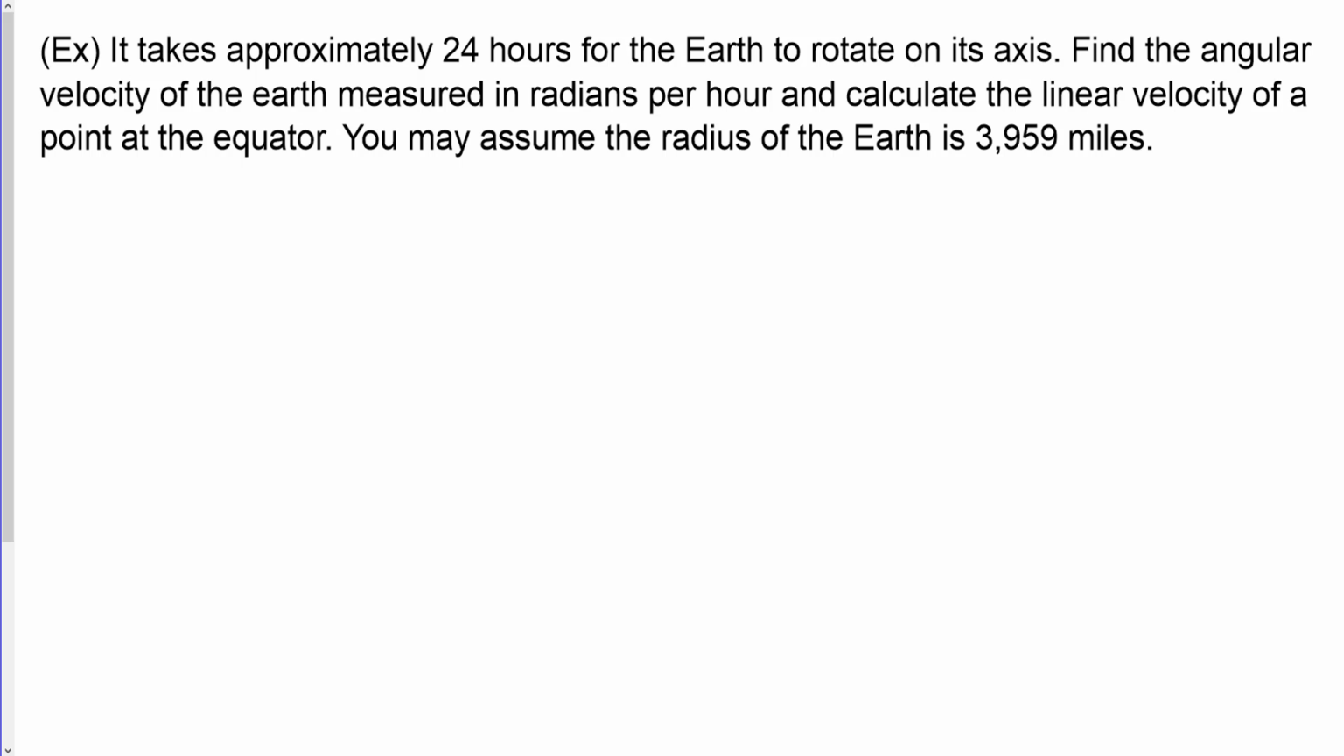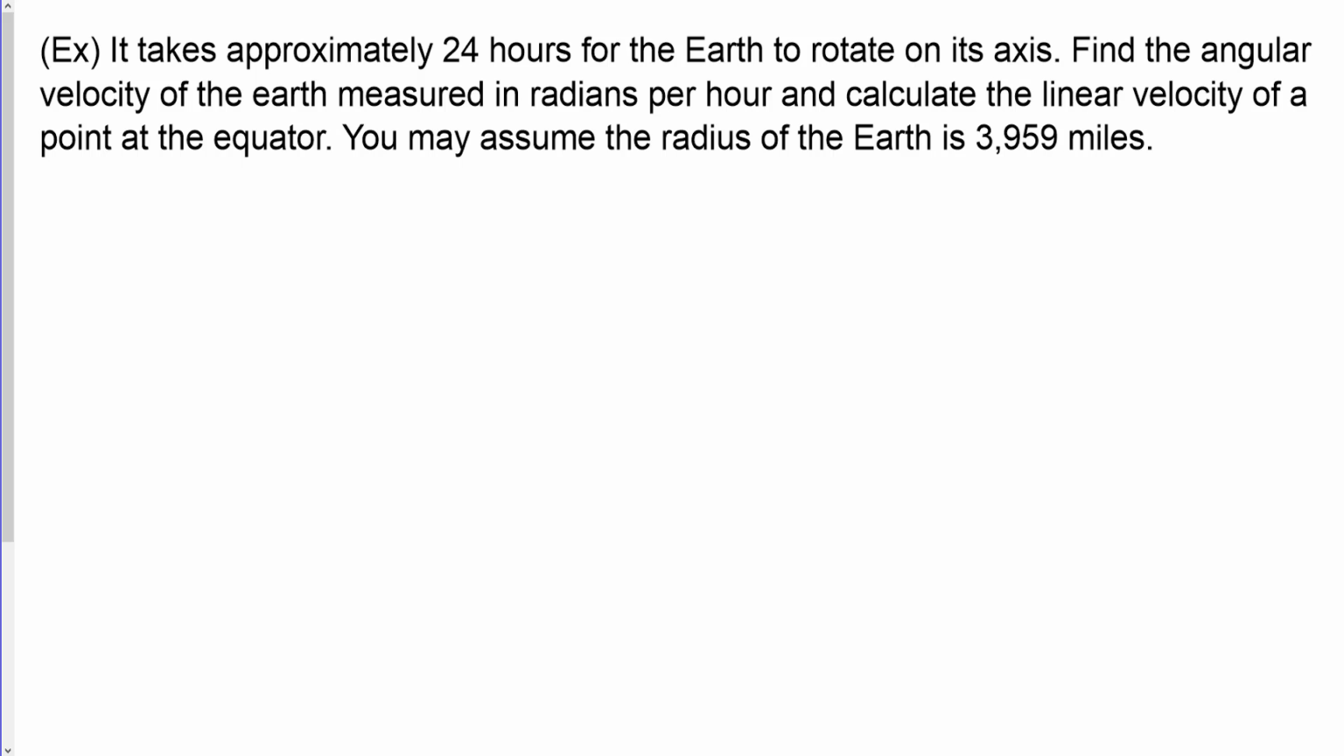Let's look at some example problems. It takes approximately 24 hours for the Earth to rotate on its axis. Find the angular velocity of the Earth measured in radians per hour and calculate the linear velocity of a point at the equator. You may assume the radius of the Earth is 3,959 miles.